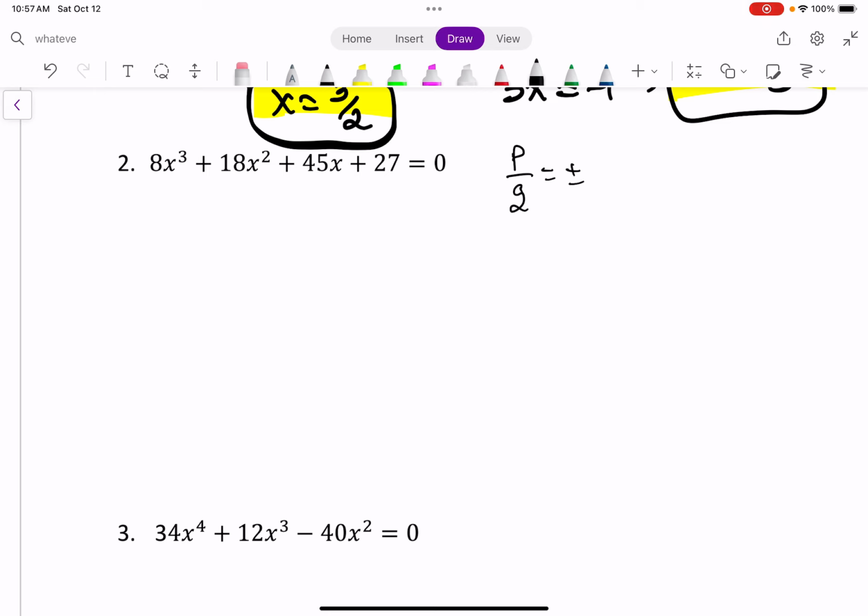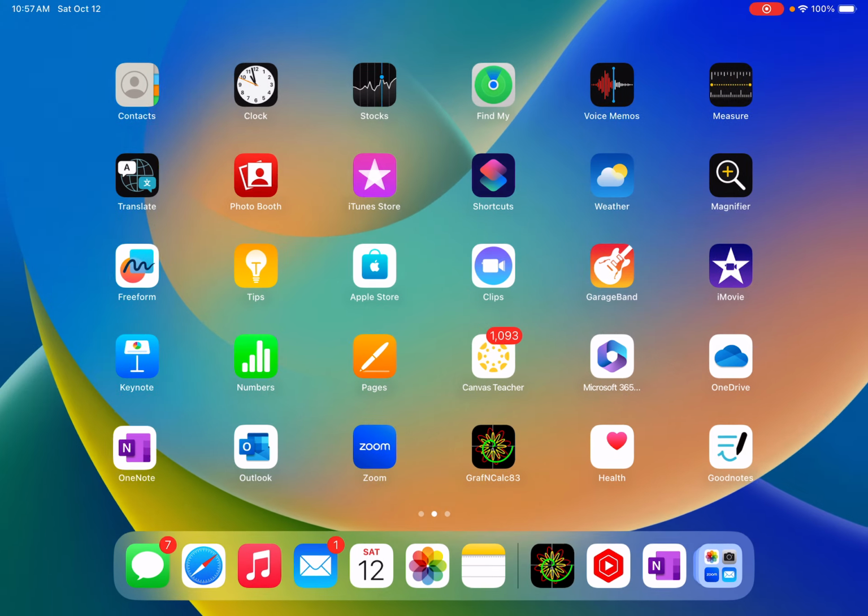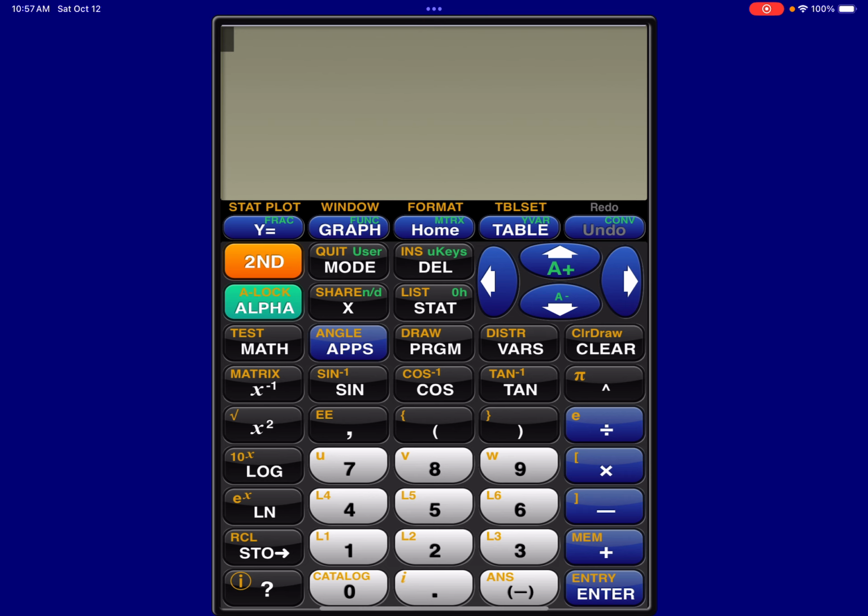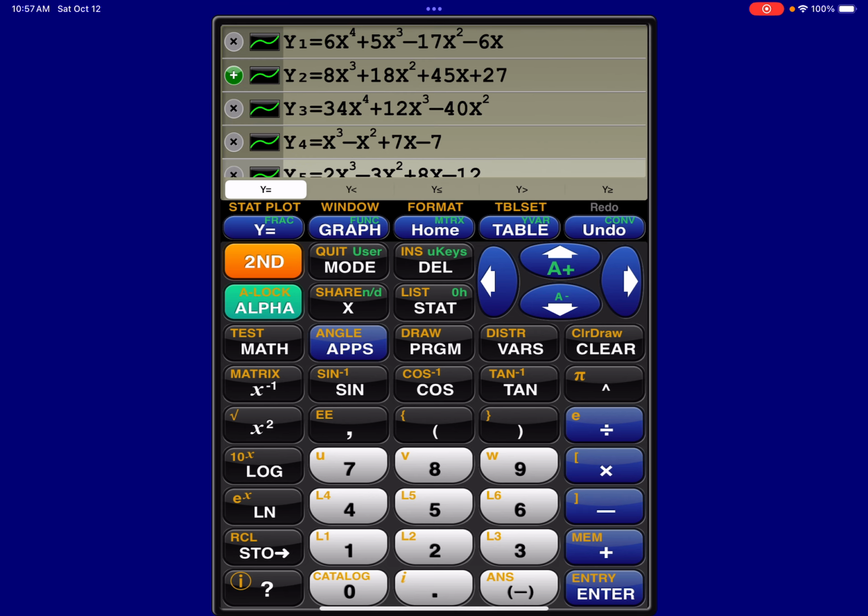So P has to be a factor of 27, not 2. 1 times 27, I meant to say. And then 3 times 9. And then Q has to be a factor of 8, so 1 times 8, and 2 times 4. So again, any combination of these. Then I'm going to take my graphing calculator, and I'm going to graph this function.